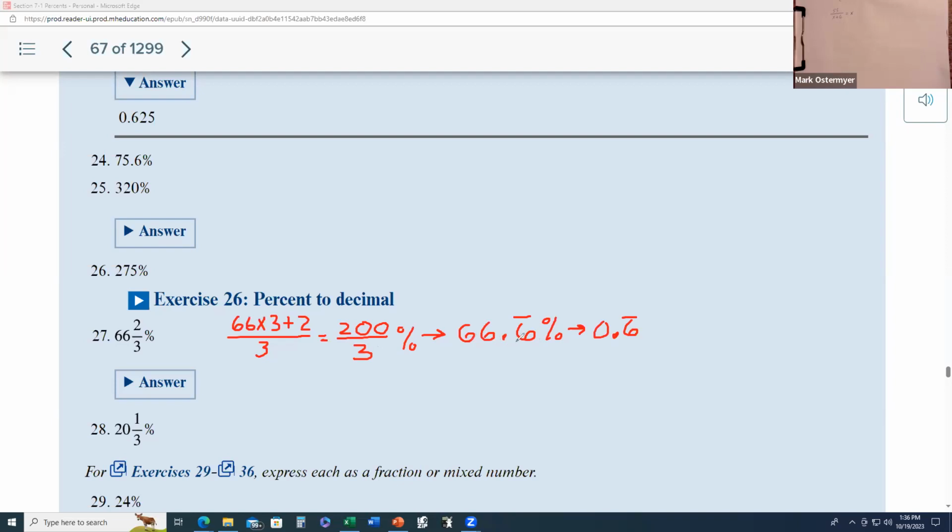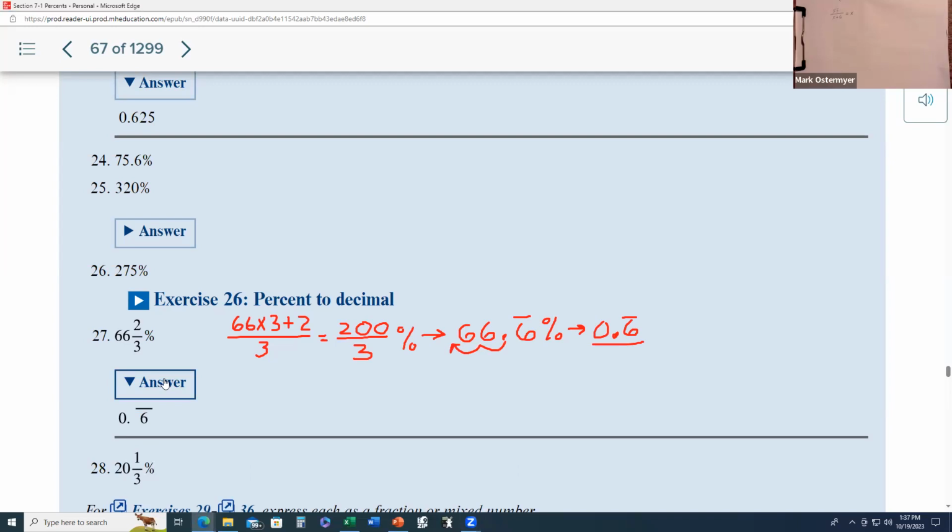That gives you 66.66666666%. Then dropping the percent symbol, shifting the decimal point 2 places to the left, that gives you 0.6666666666 as a decimal. Did anybody get that? Yes, I got it. So that'll work.